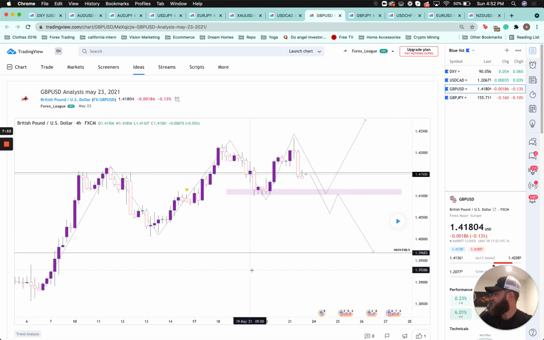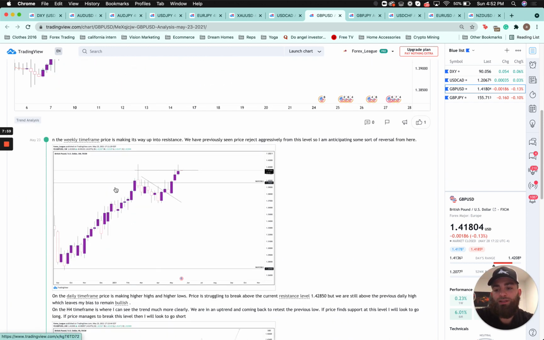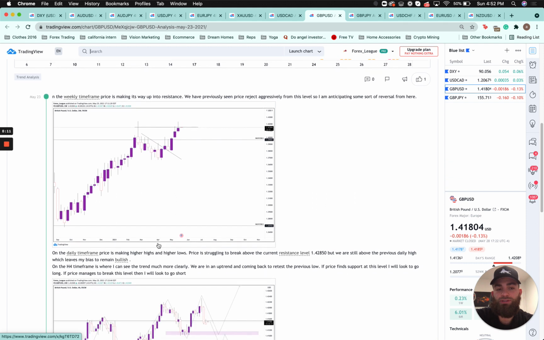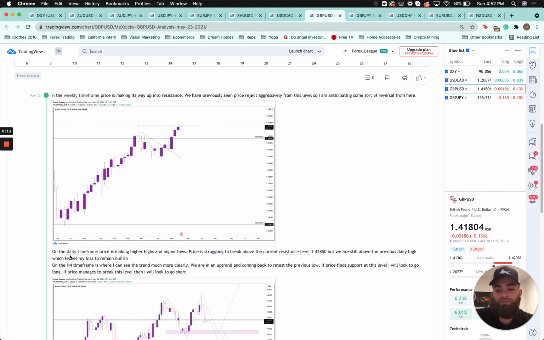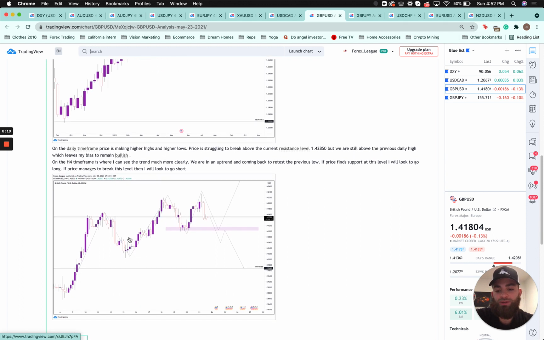Let's go to GBP USD next. This one was in an uptrend. Let's go over here. On the weekly time frame, price is making its way up into resistance. We have previously seen price reject aggressively from this level, so I'm anticipating some sort of reversal from here. This is what I'm talking about, this wick, reversal, dojis, wicks. On the daily time frame, price is making higher highs and higher lows. Price is struggling to break above resistance, so that's over here.